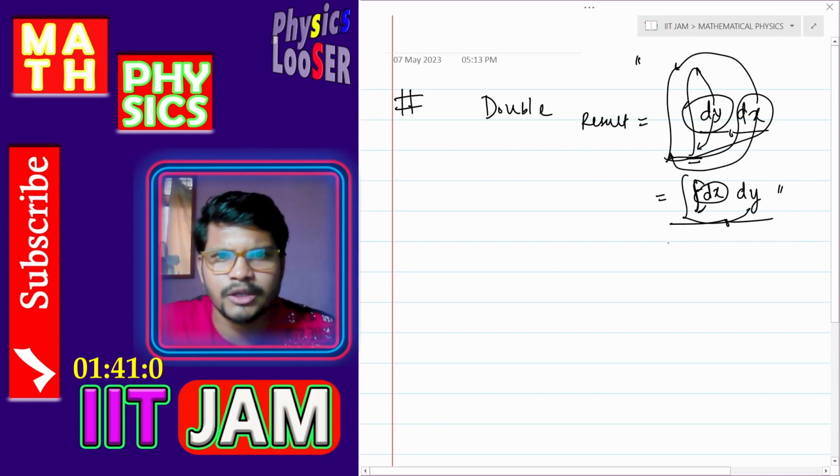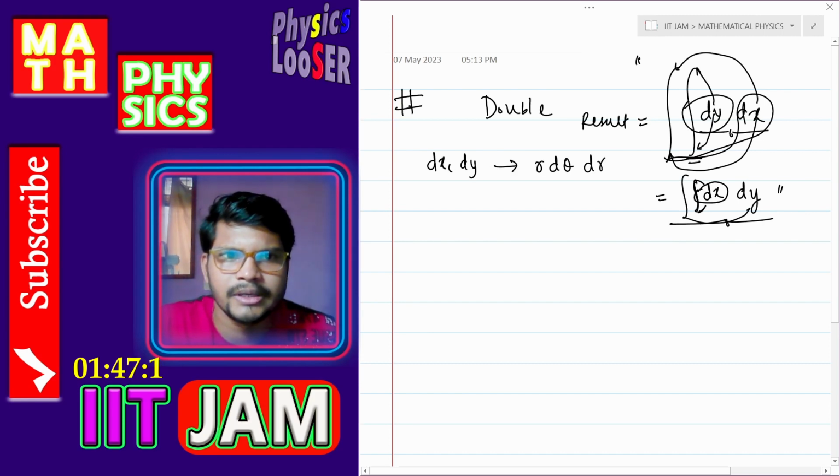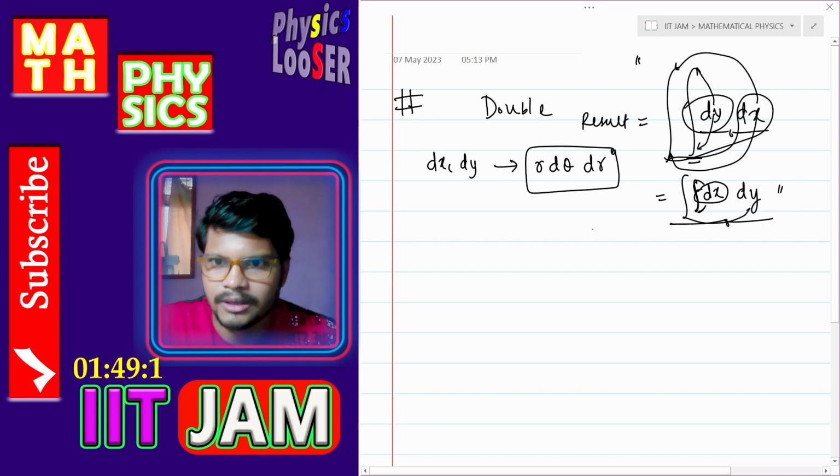We have also seen that we can transform dx dy into r dr d theta. This is called polar coordinates.